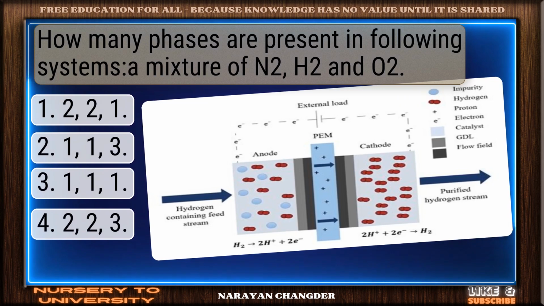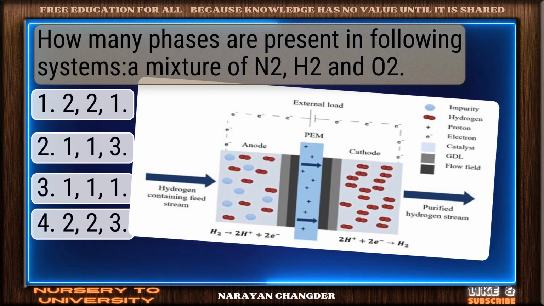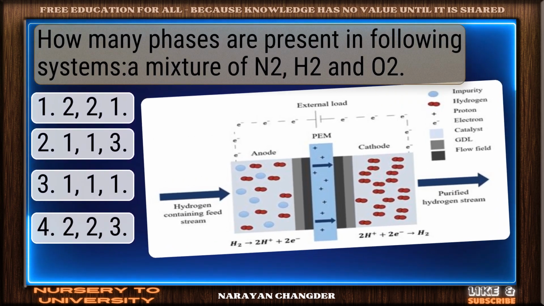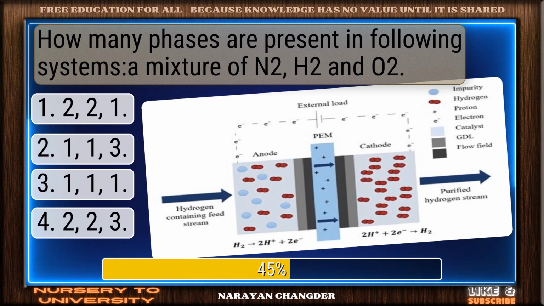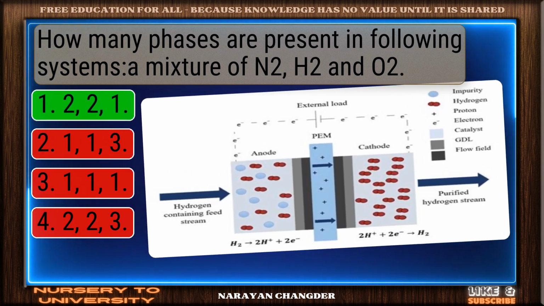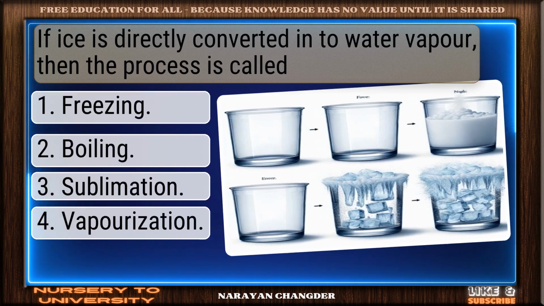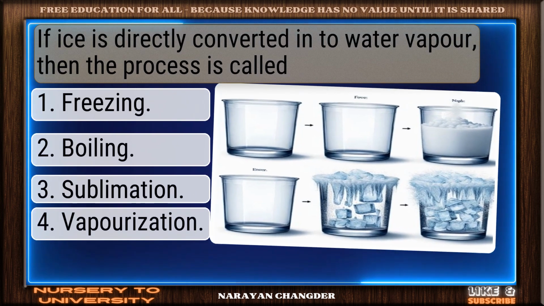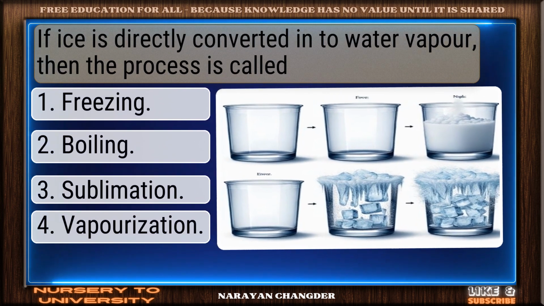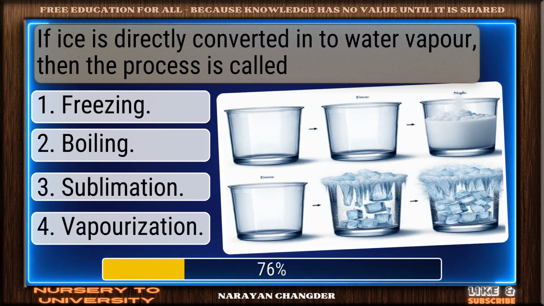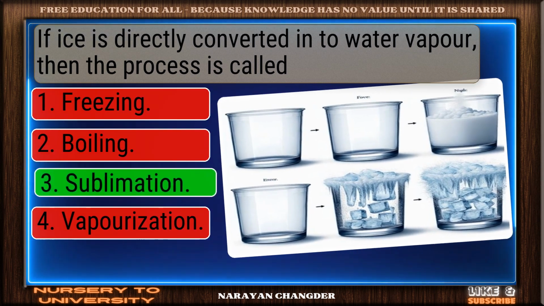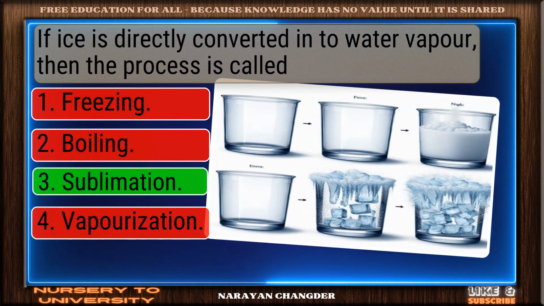How many phases are present in following systems? A mixture of N2, H2 and O2. Right again. 221 is a valid answer. If ice is directly converted into water vapor, then the process is called. Good thinking. Sublimation is the right answer.